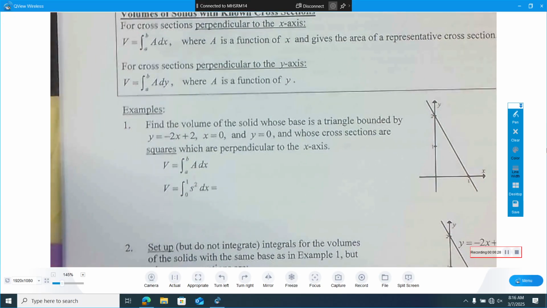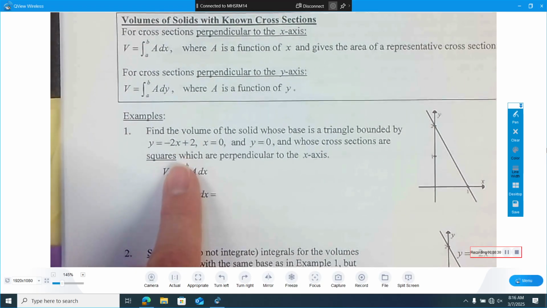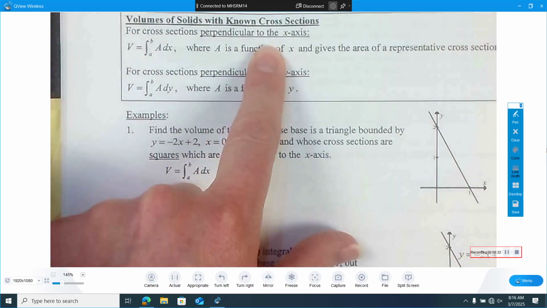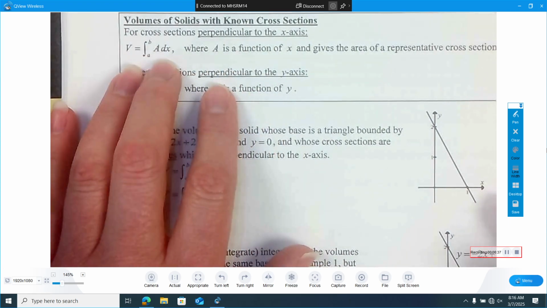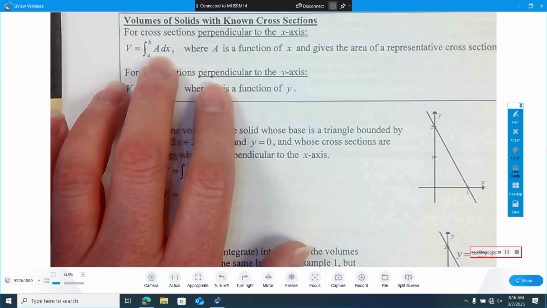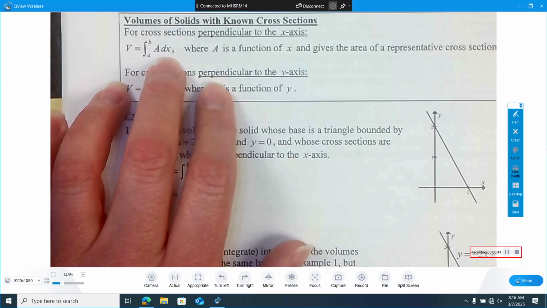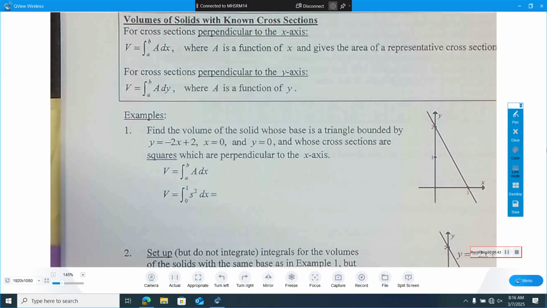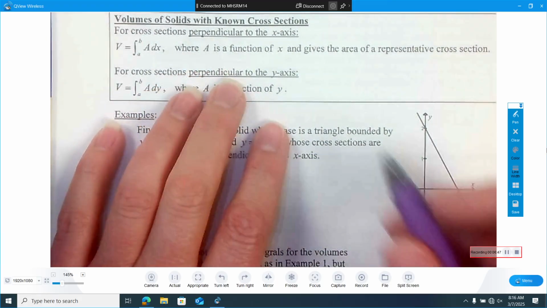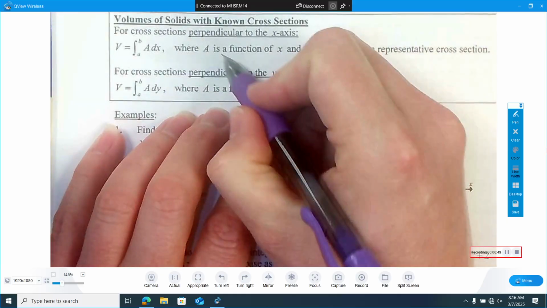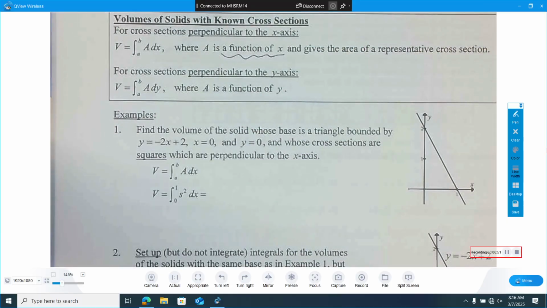Okay, so for cross sections perpendicular to the x-axis, these are how they normally are, really. Volume is the integral from a to b of the area of the slice times dx. And everything is in terms of x. It's a function of x. So everything has x's in it.